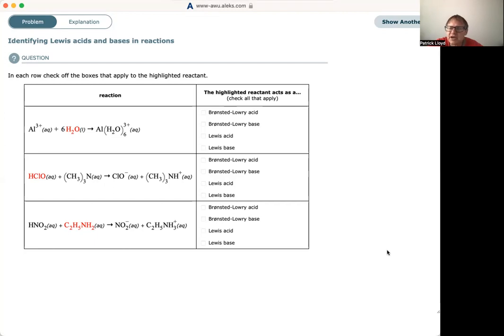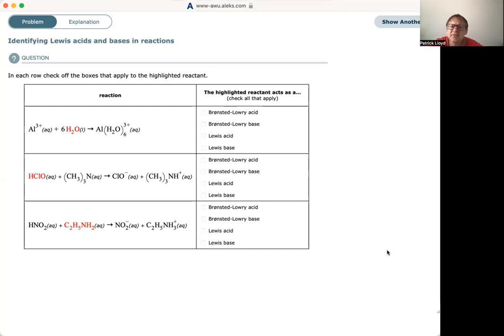In Bronsted-Lowry, be careful, the hydrogen ion is the important ion that's being transferred. The acid is the donor of the H plus. So the HClO is the one that's donating the H plus to the (CH3)3N. So that means the HClO is a Bronsted-Lowry acid. And the (CH3)3N, the trimethylamine, is the Bronsted-Lowry base. The base is the hydrogen ion acceptor. In this case, it's really the nitrogen atom, right? The nitrogen is the one that's accepting it.